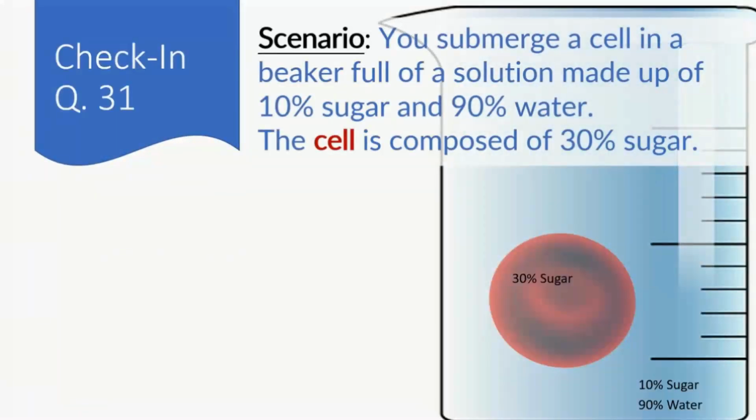Okay, time for your final check-ins. Here's the scenario. You submerge a cell in a beaker full of a solution made up of 10% sugar and 90% water. The cell is composed of 30% sugar. Answer the following questions. First, what is the percent water in the cell?